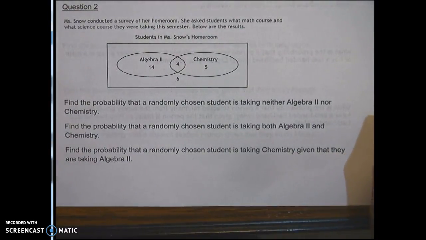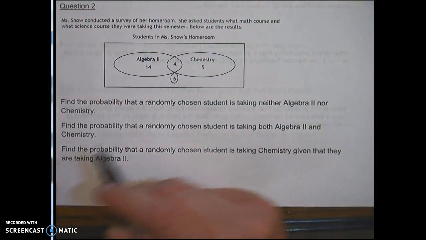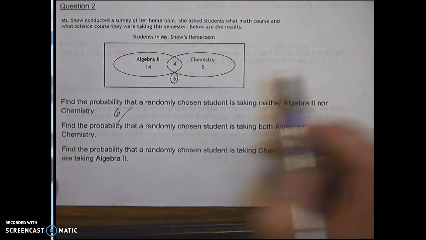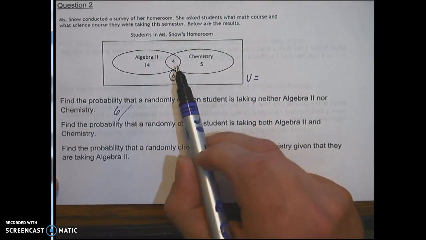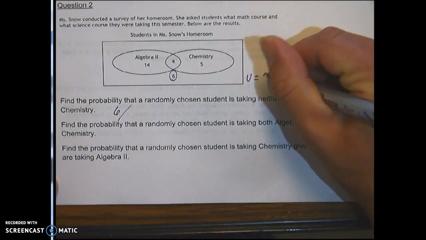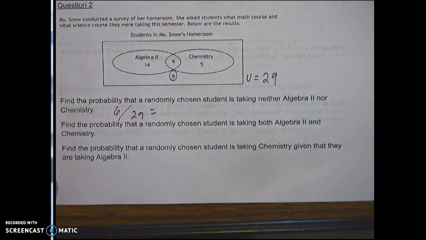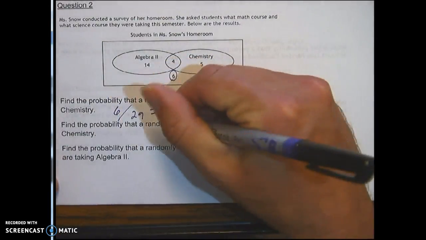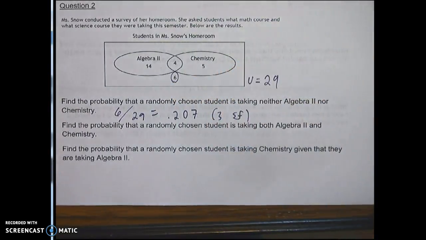We're supposed to find the probability that a randomly chosen student is taking neither Algebra 2 nor Chemistry. Well, it looks like there's 6 of those kids, but the question is 6 out of what? Now, to figure out how many are in the universe, we'll say 14 plus 4 is 18, plus 5 is 23, plus 6 is 29. That would be 6 out of 29, which as a decimal is 0.207 to 3 significant figures.